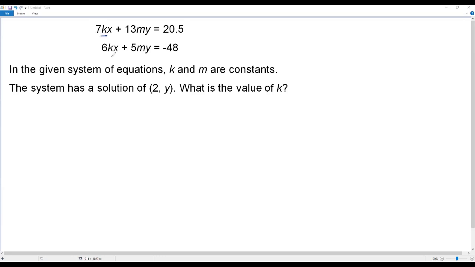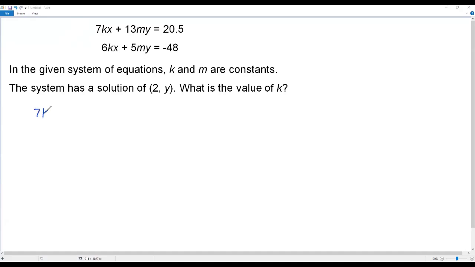In the given system, we have to find the value of k. The question says the system has a solution of (2, y). Since (2, y) is a solution for the given system, we can plug in the x coordinate 2 for x in each equation and the y coordinate y for y in each equation. First, let me plug in the x coordinate 2 for x in each equation.